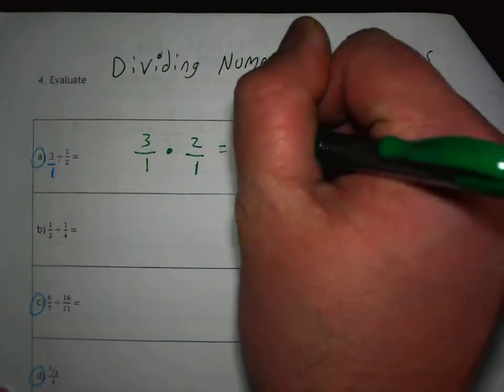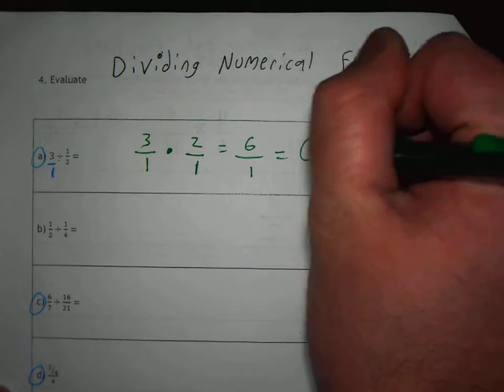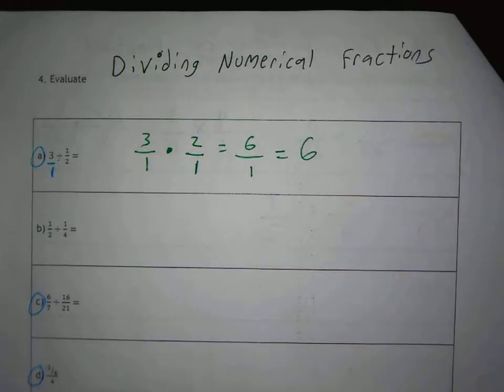3 times 2 is 6. 1 times 1 is 1. 6 divided by 1 is 6. Okay.